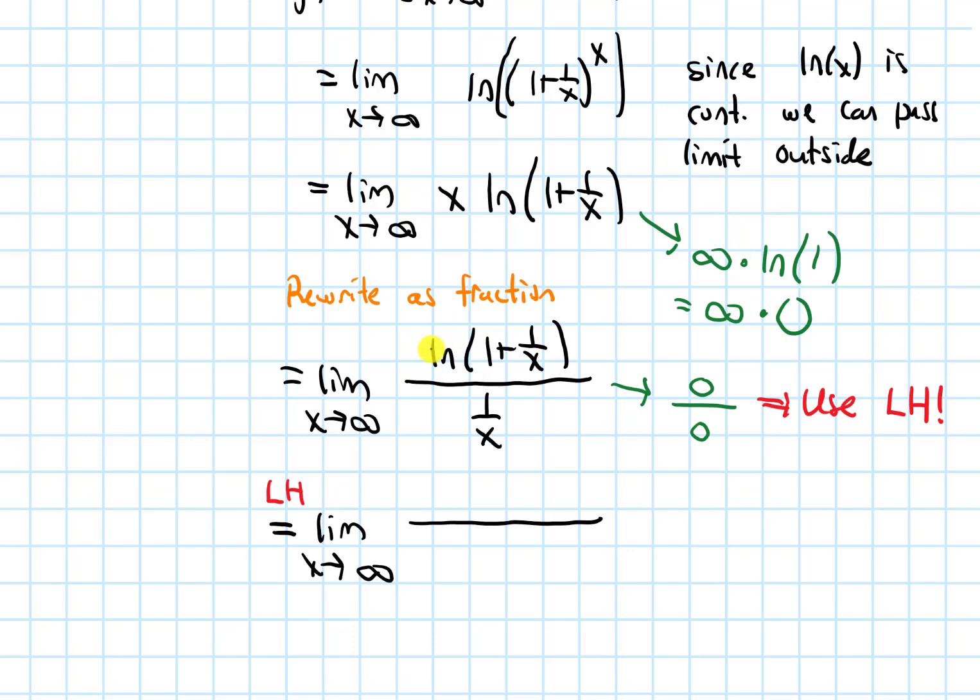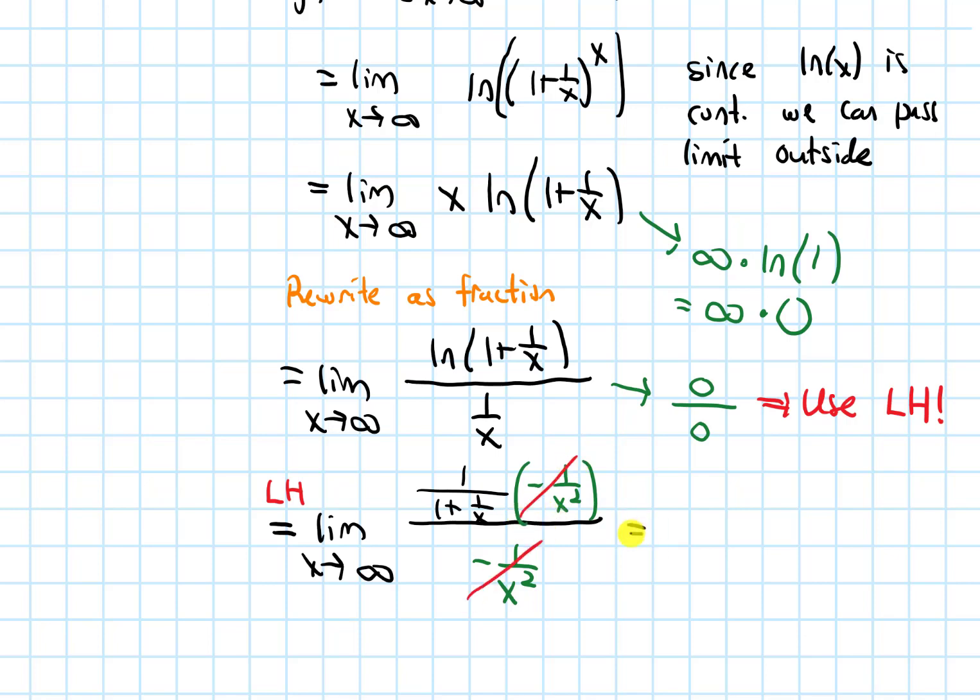Chain rule will say, okay, do 1 over that stuff inside the log, 1 over 1 plus 1 over x, times the derivative of the stuff inside the log. Derivative of 1 is 0. The derivative of 1 over x is negative 1 over x squared. And on the bottom, the derivative of that 1 over x is negative 1 over x squared. So I get this perfect cancellation. These two terms cancel out perfectly.